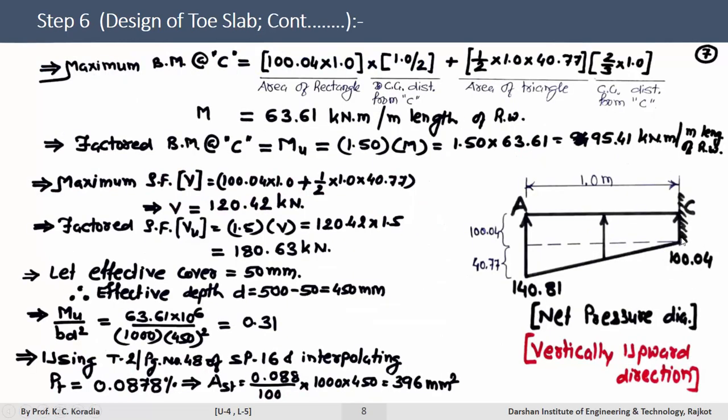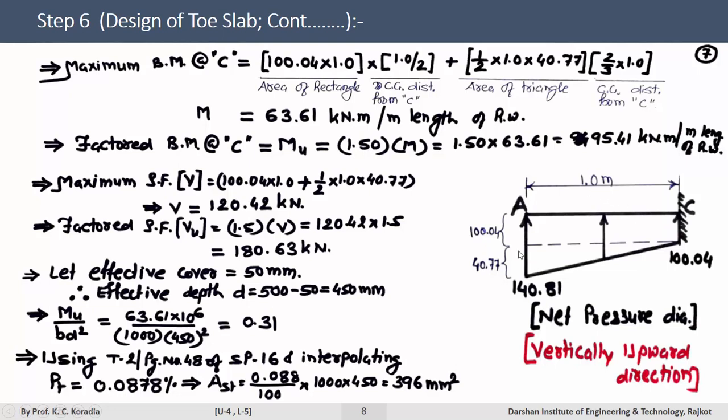The bending moment at point C can be found by multiplying the area of rectangle into CG distance of rectangle from point C plus area of triangle into CG distance of triangle from point C. Here, area of rectangle can be found by multiplying 100.01 into 1, where 1 is the distance between point A and point C, into the CG distance of this rectangle portion from point C, which will be equal to 1 by 2.